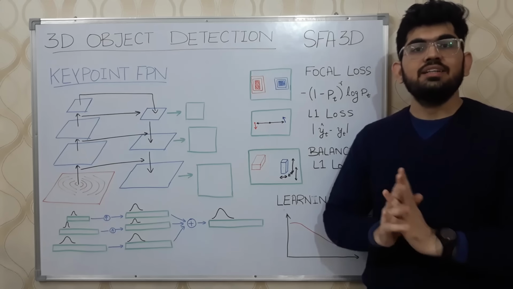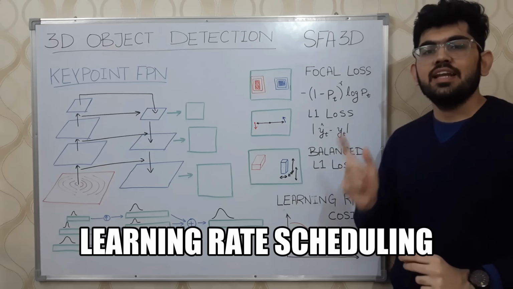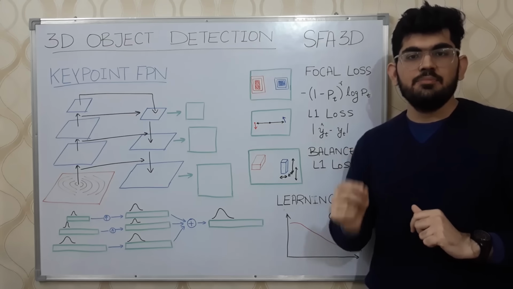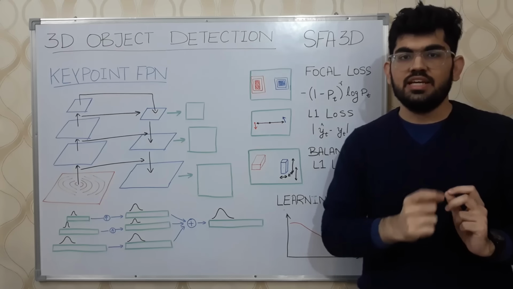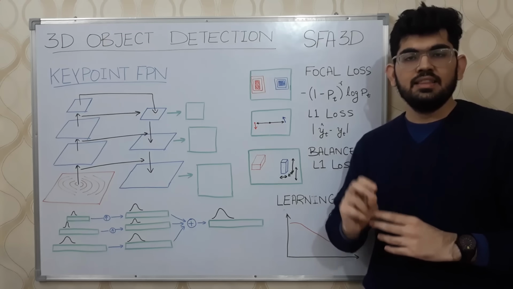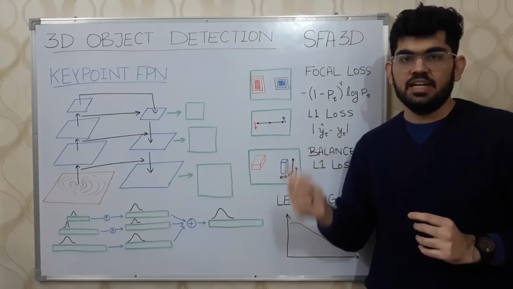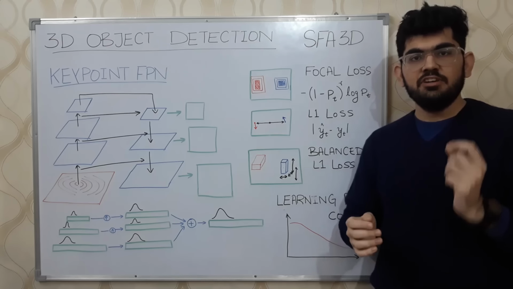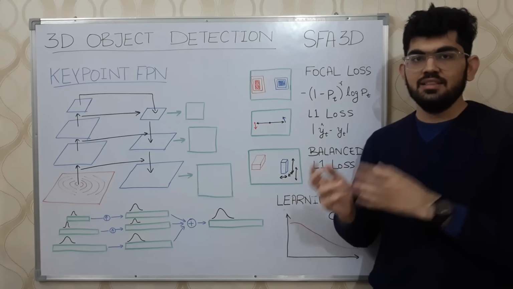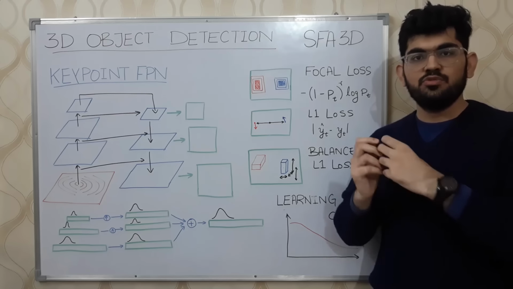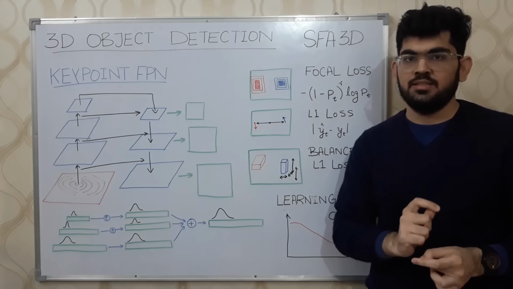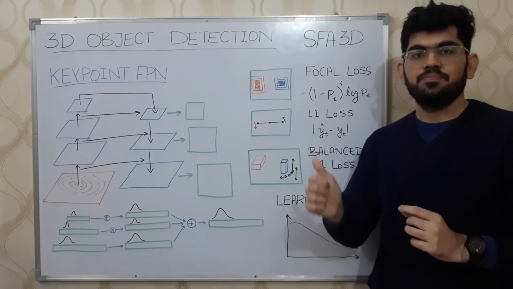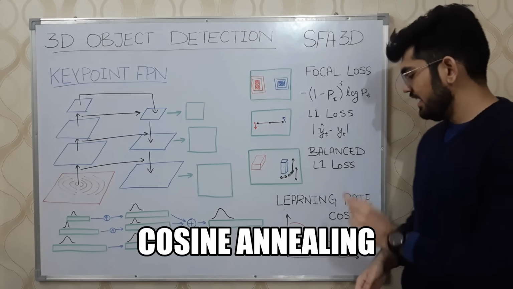The next component that we are going to discuss is the learning rate scheduling. While training a neural network, the learning rate is an important hyperparameter that we need to take care of. A particular technique that we apply to better train a network is called learning rate scheduling. During the training process, we tend to decrease or increase the learning rate values in order to fine-tune our optimization process. The learning rate decay technique that we use in this network is the cosine annealing.